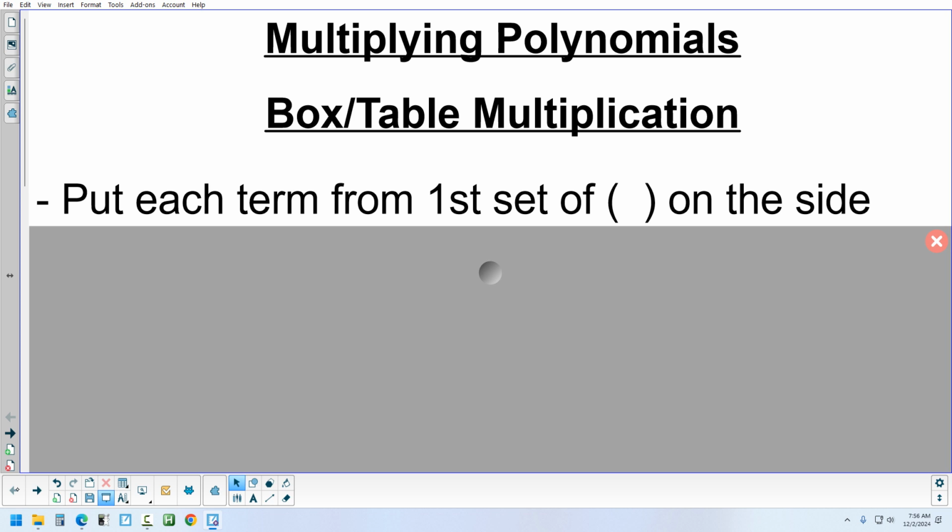So the idea is, if you already have a way that you know and it works well for you, I would stick with the method that works for you. If you have trouble, this might help you.